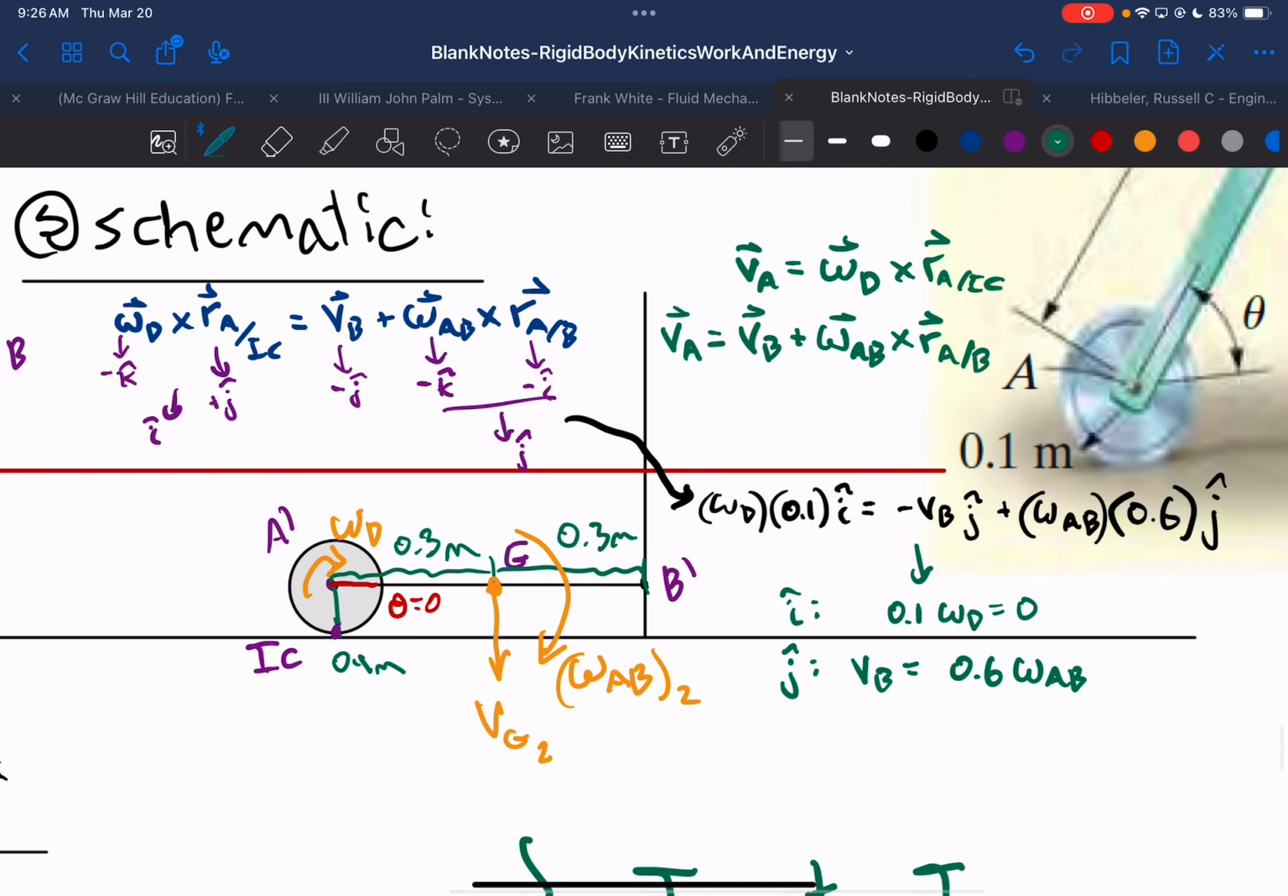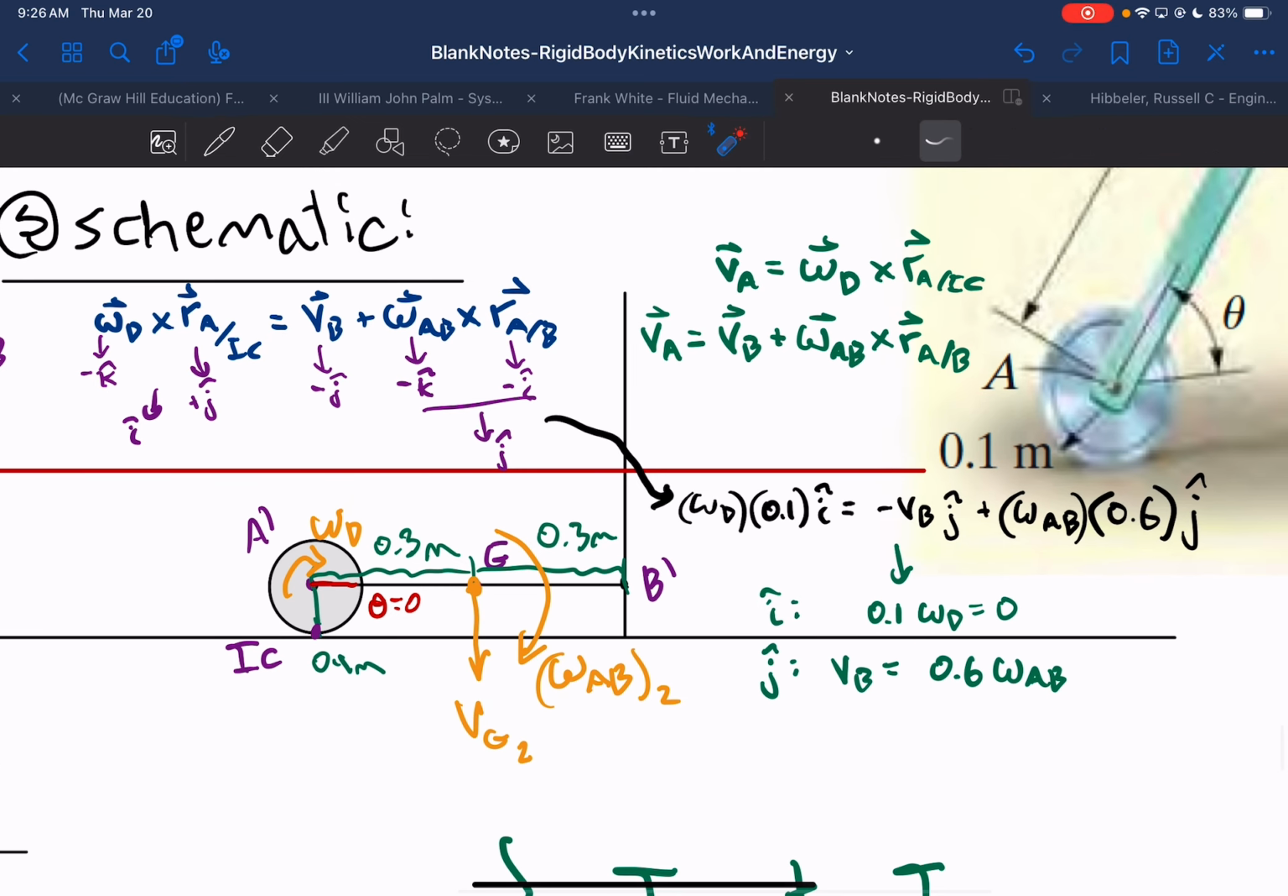Good stuff. So in this whole process, we determined two things. Number one, that the angular velocity of my disk is equal to 0, which makes the kinetic energy of my disk equal to 0, which confirms our assumption made in the first givens. And the second thing is it gives us a formula for relating our velocity at point B, which is purely in the negative J direction, with the angular velocity of the rod.